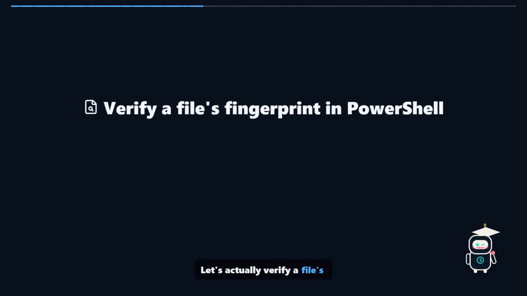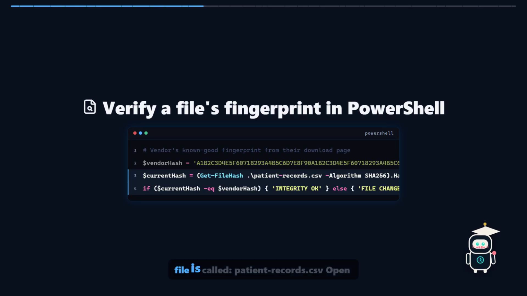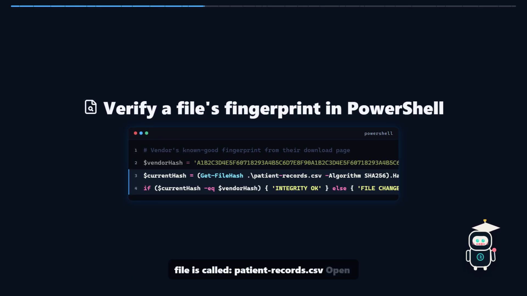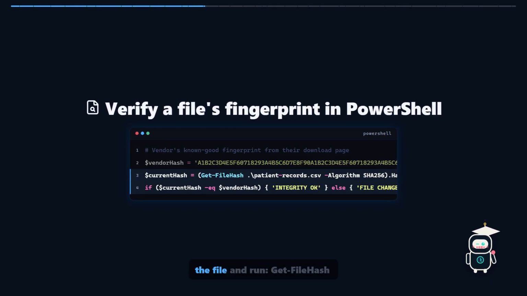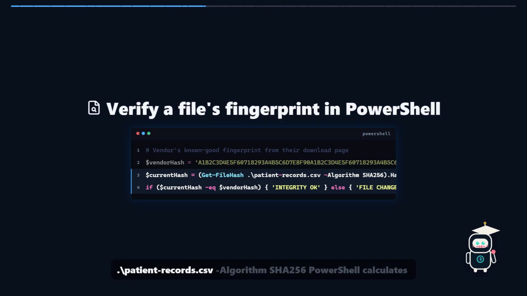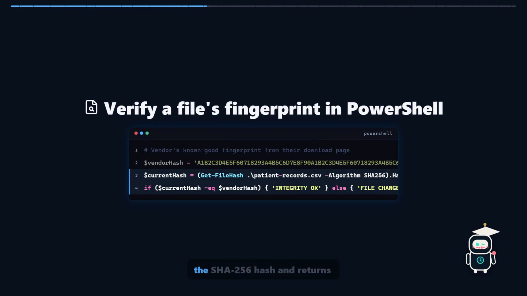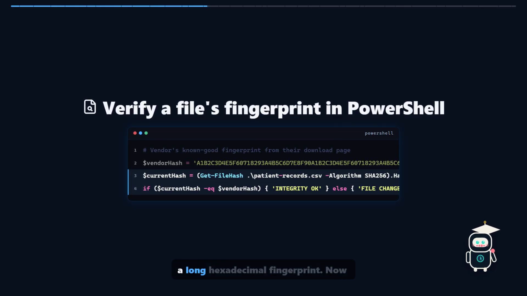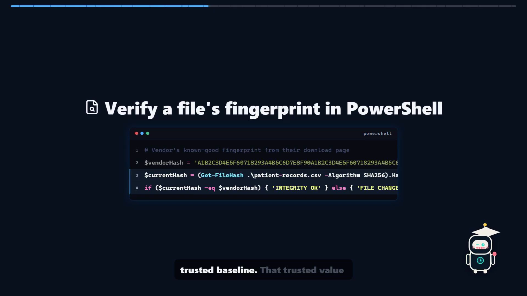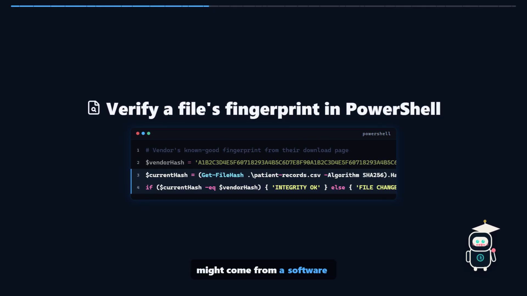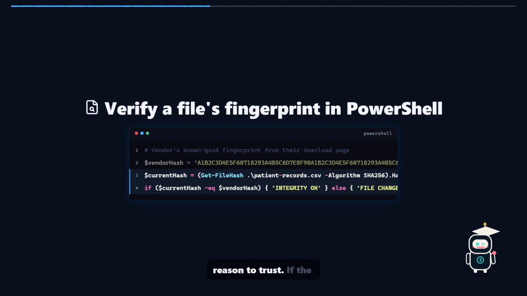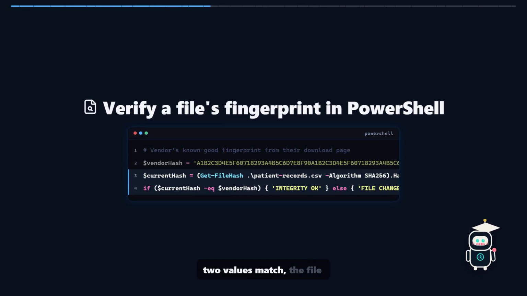Let's actually verify a file's hash in PowerShell. Suppose the file is called patientrecords.csv. Open PowerShell in the folder containing the file and run Get-FileHash .\PatientRecords.csv -Algorithm SHA-256. PowerShell calculates the SHA-256 hash and returns a long hexadecimal fingerprint. Now compare that value with a trusted baseline. That trusted value might come from a software vendor, a protected inventory system, or another source you have reason to trust. If the two values match, the file you have now matches that trusted baseline.